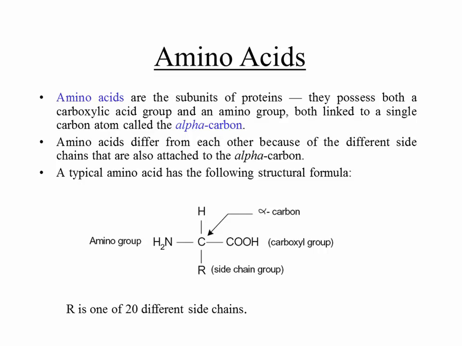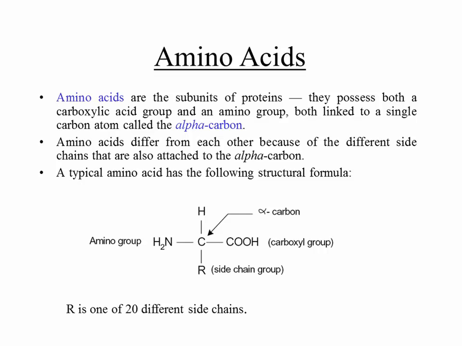Proteins are made up of units that are called amino acids, that are again linked together. So amino acids are the subunits of proteins. They possess both a carboxylic acid group and an amino group. That's why it's called amino acid. Amino group, recall, is NH2. Carboxylic acid group is C double bonded with O, OH.